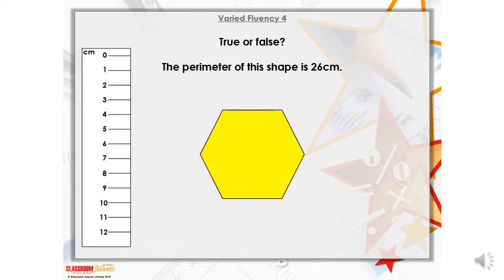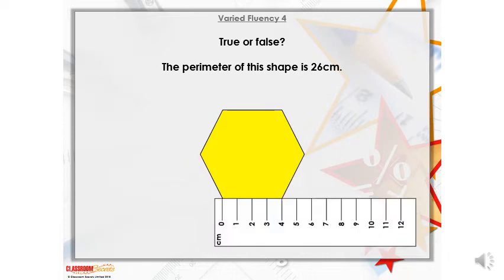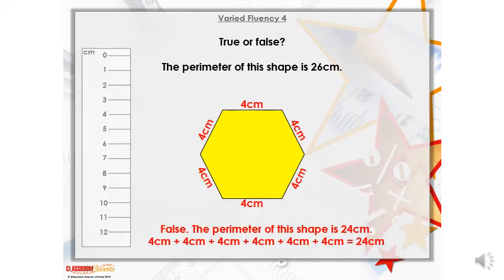So first thing I need to do is I'm going to measure one of the sides. So I know that this side here is 4 centimetres long. So if that side's 4 centimetres long, I also know that this side is 4 centimetres long, as well as all the other sides. And it's got 6 sides.